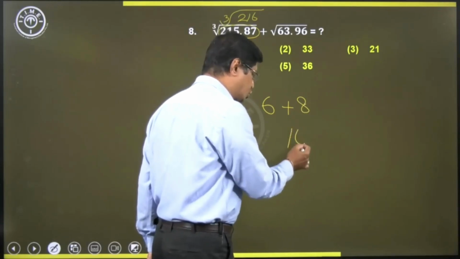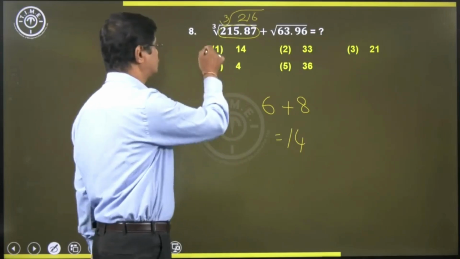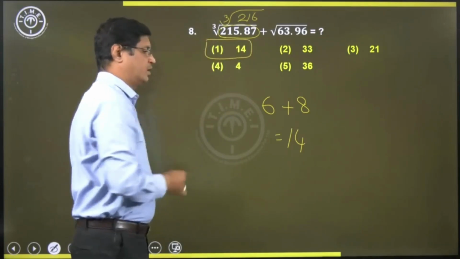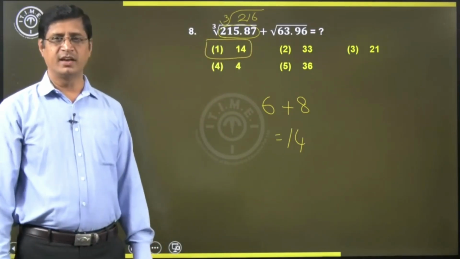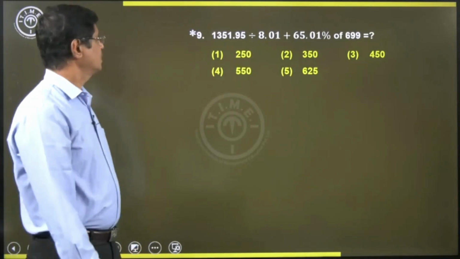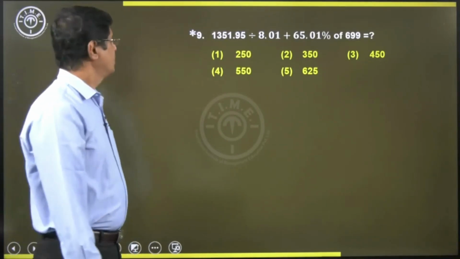By adding these two, we get 14. What is the right choice? Option 1. Choice 1 is the correct option. Now look at the next example.